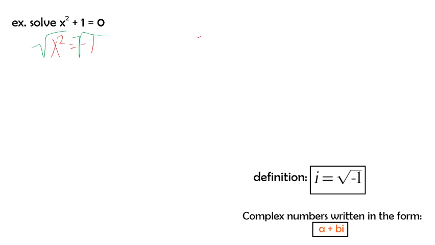So I want to direct you guys over here to this definition. The definition is that the letter i, it kind of looks like a variable, but it's not representing a variable number. The letter i is equal to the square root of negative 1. So if I have x squared is equal to negative 1, or sorry, the square root of x squared, I'd have x is equal to plus or minus i. Notice that I'm just replacing that square root of negative 1 with i.